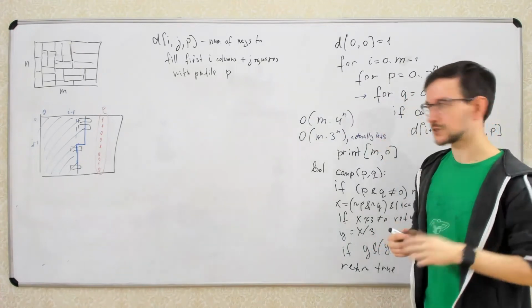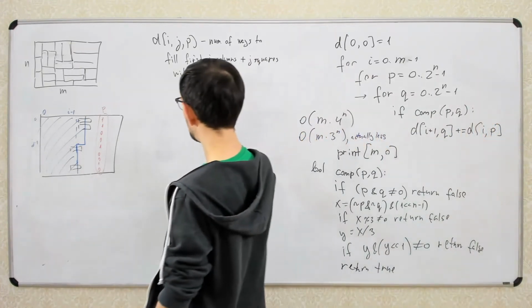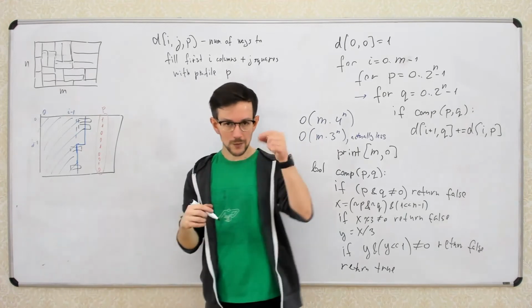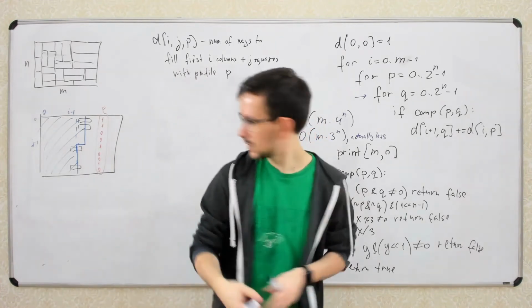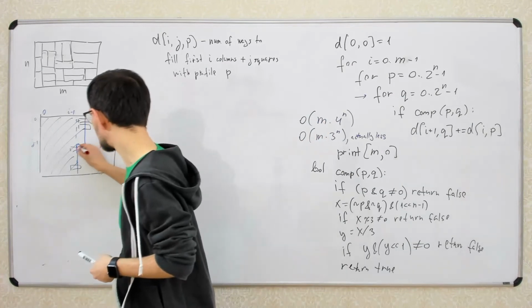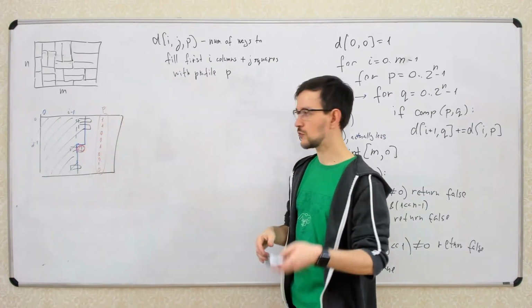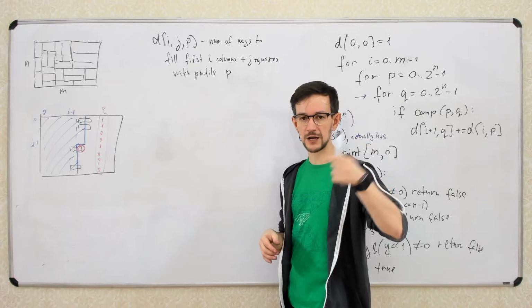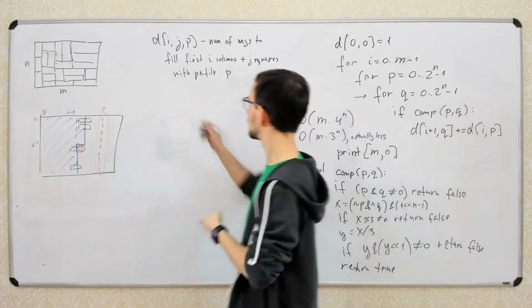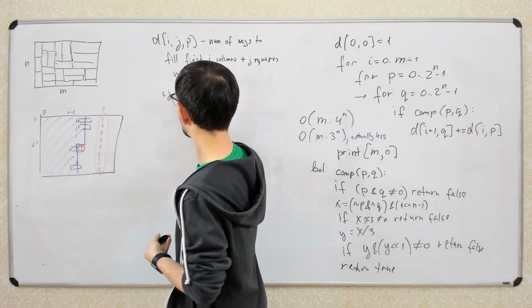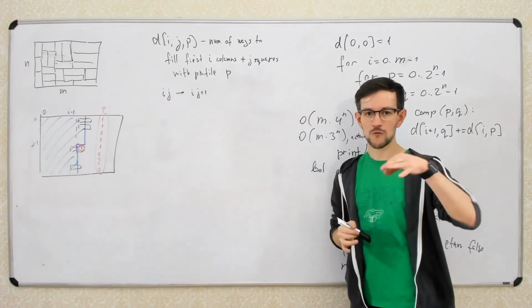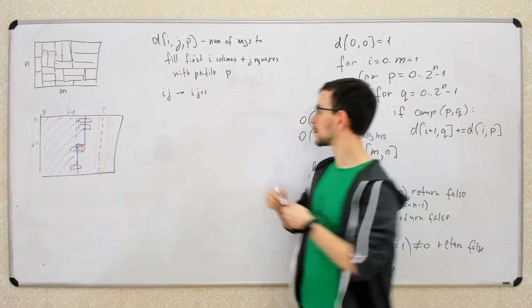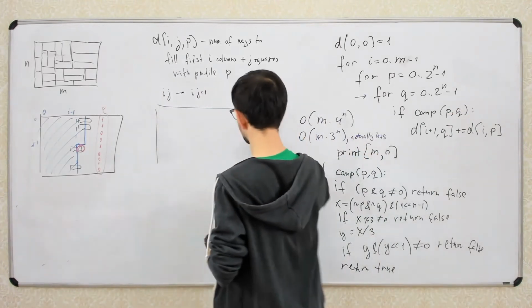So how to make transitions? You need to fill one more square of your rectangle. Let's say this square. If you fill this one square, you move from state ij to state ij plus 1. So we want to move from ij to ij plus 1, and see how the profile changes when we move from one state to another. Let's see.